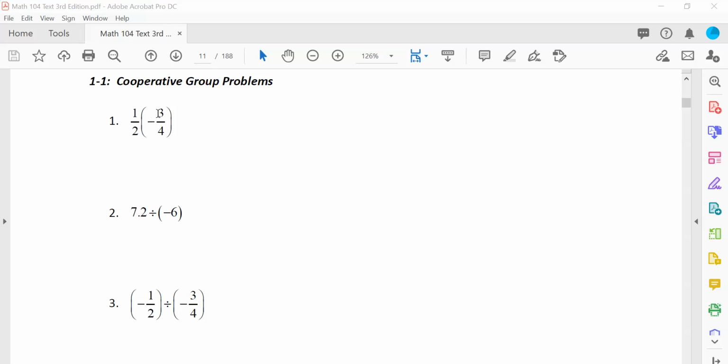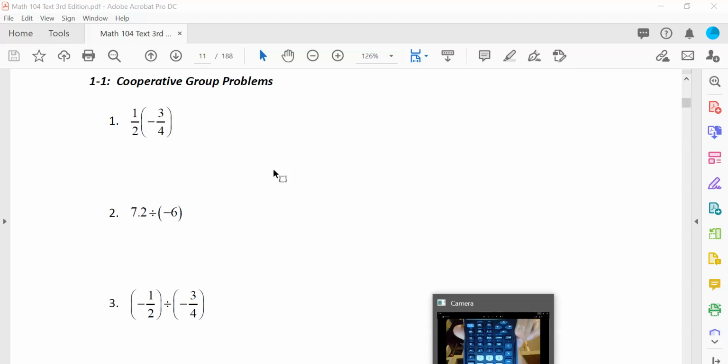So here we go. 1/2 times -3/4. Now, I want you to focus on the fact that this problem started with fractions. So the key thing here is, since we started with fractions, we probably want our answer to end with a fraction. That's different from number 2. Notice that number 2, we're starting with decimals, 7.2 divided by -6. So we'll probably end with decimals on number 2.